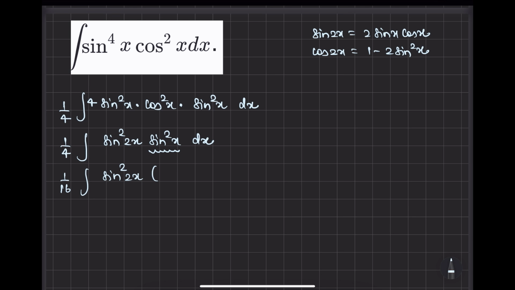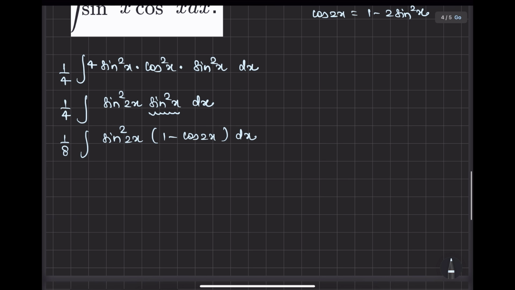Now this is 2 sine square x, it is sine square x only. So we have to multiply by 2 only. So it is 8. Okay. So now it will become 2 sine square x, and 2 sine square x can be written as 1 minus cos 2x, right? Cos 2x dx. Okay.